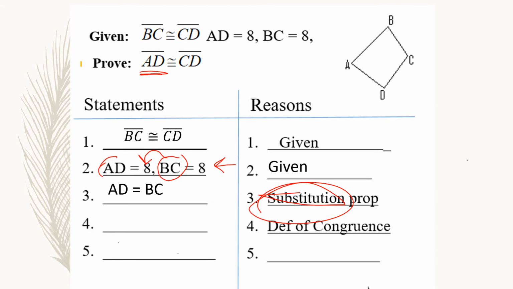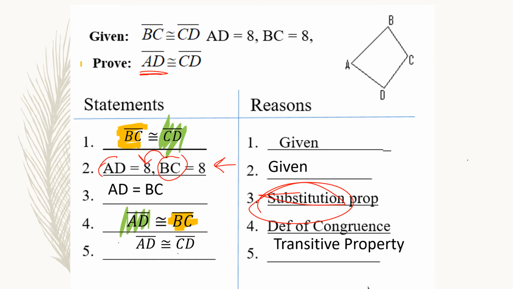Next, definition of congruent. So basically, if something equals another something, we can say that they are congruent to each other because of the definition of congruence. Then look, I have BC here and I have BC here. But then the things that I need for my proof statement are here and here. So I can use the transitive property to write line segment AD is congruent to line segment CD.